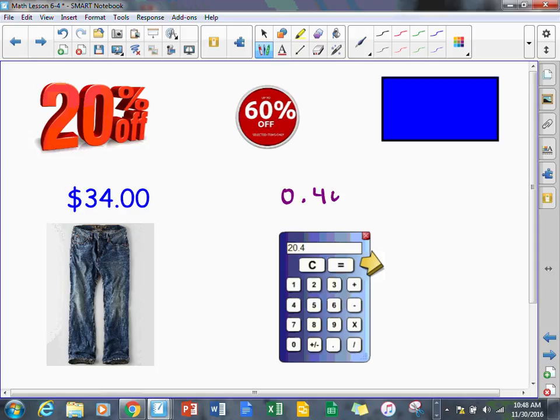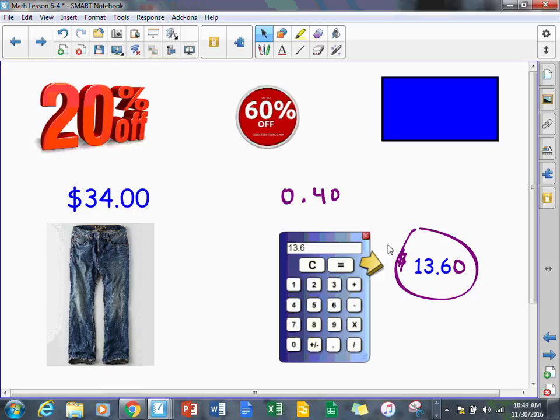It's the same thing. So I can multiply $34 for my pair of jeans times 0 and 40 hundredths. And that's going to be $13.60. That's how much those jeans would cost now with the 60% discount. Okay? All right. Good luck today.